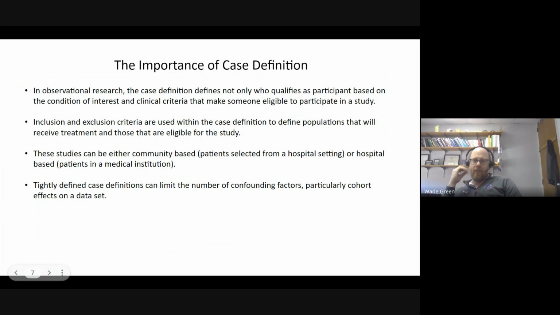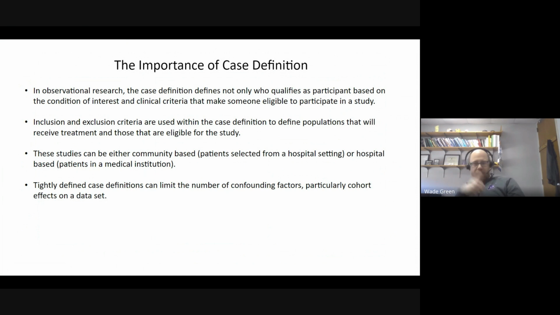So let's talk a little bit more about case definition. Ultimately, our case definition, like we mentioned, is closely tied to our inclusion exclusion criteria. So we're including them based on condition of interest and clinical criteria, and that essentially defines our eligibility. Also, inclusion and exclusion criteria are used within the case definition to define the populations that are going to receive the treatment, and those that are eligible for the study.